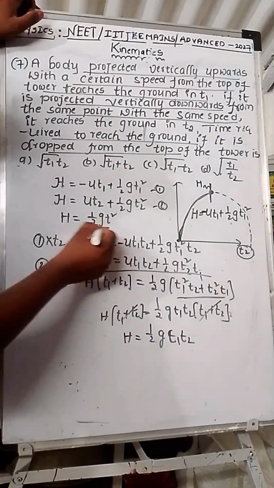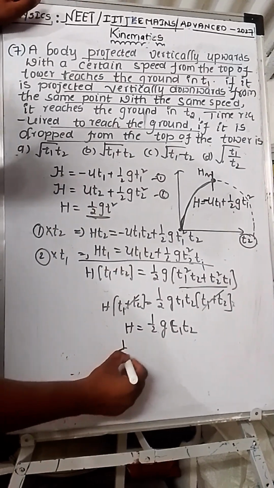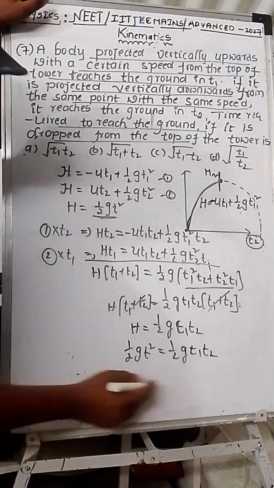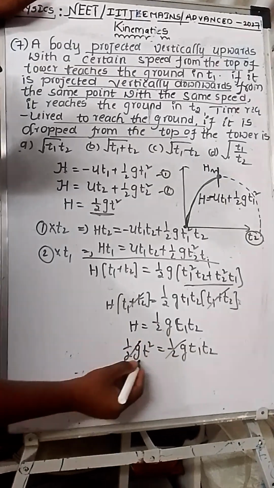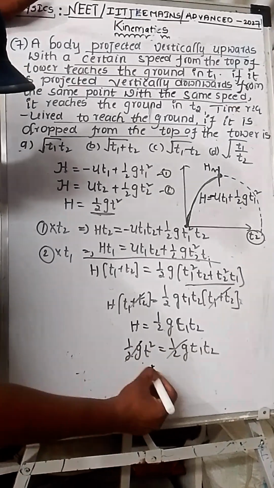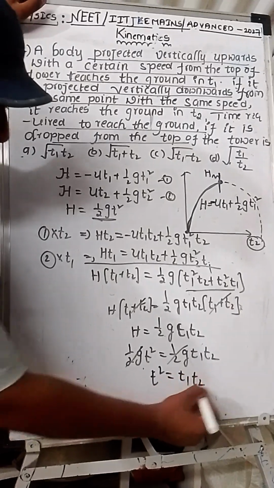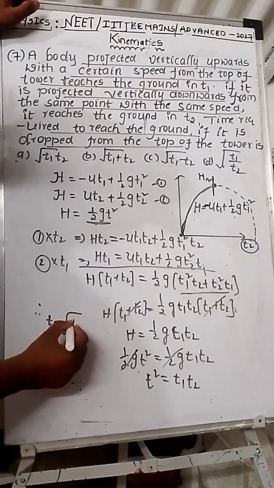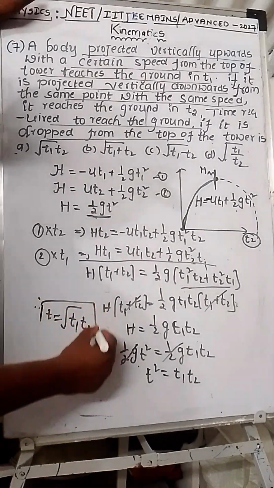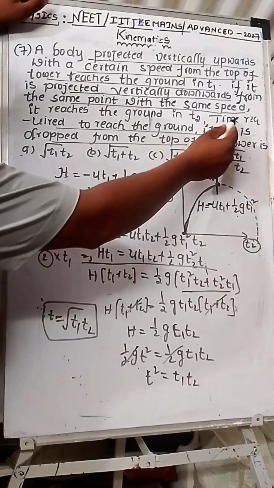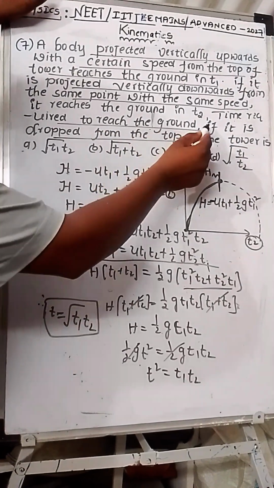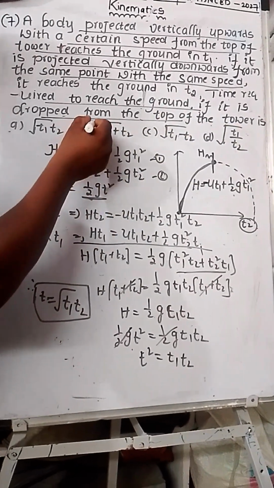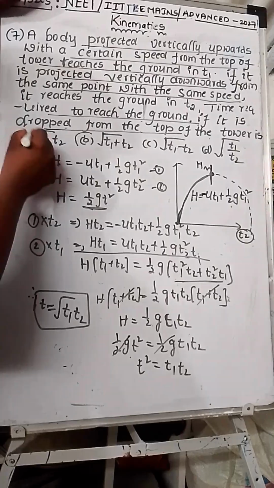We know h is equal to 1/2 g t square, so 1/2 g t square is equal to 1/2 g t1 t2. On both sides 1/2 g is cancelled, so t square is equal to t1 t2. Finally t is equal to square root of t1 t2. This is our final answer. The time taken to reach the ground if it is dropped from the top of the tower is equal to square root of t1 t2. This is our correct answer.